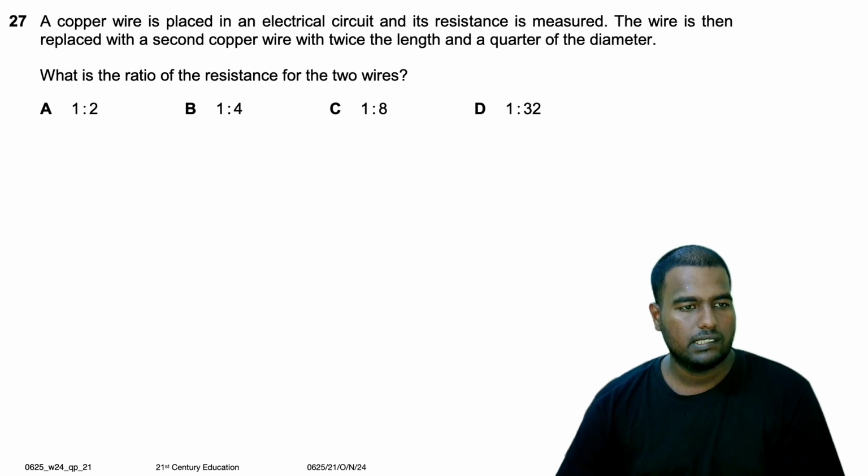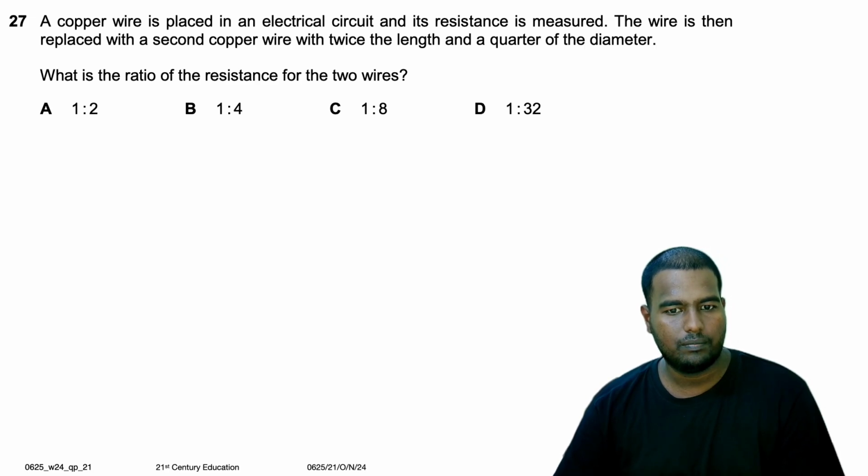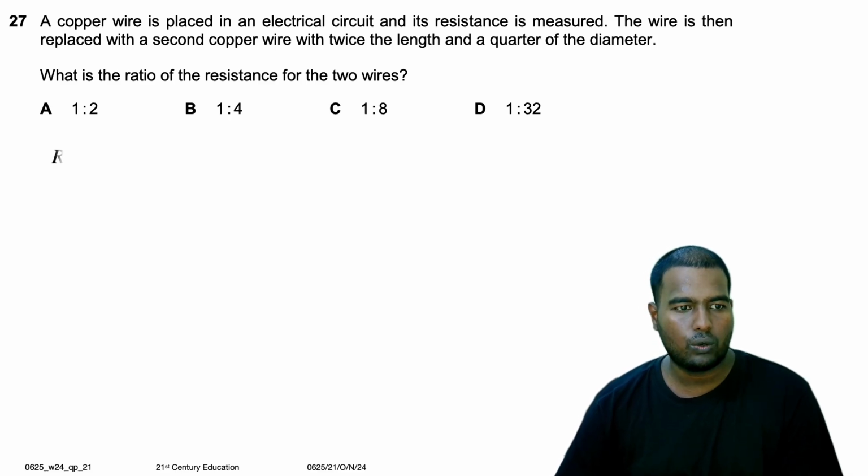Now, we know the resistance is proportional to length and inversely proportional to area. Let's take the proportional constant as rho, the resistivity, that you will learn in AS level, but resistivity is a constant. Okay, leave that one. Now R is rho L by A.